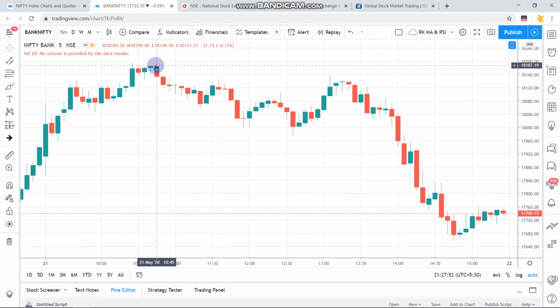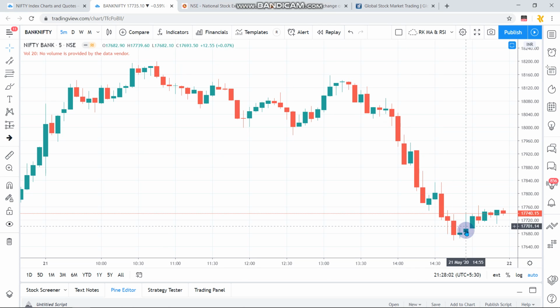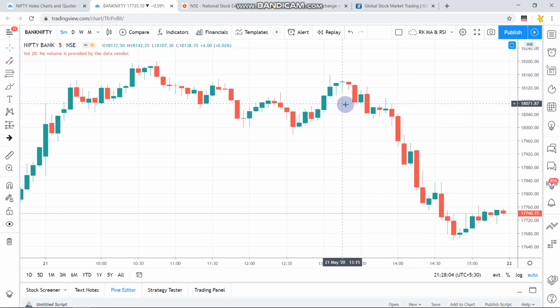It went up to this 18,200 mark and exactly rejected. The day high was exactly 18,200. It faced a rejection, and from here onwards it started falling down, and post 1 o'clock there was a huge fall in the Bank Nifty. Almost a 500 points fall within half an hour to 1 hour. It was one of the biggest falls, and it shed almost 100 points compared to the previous close.